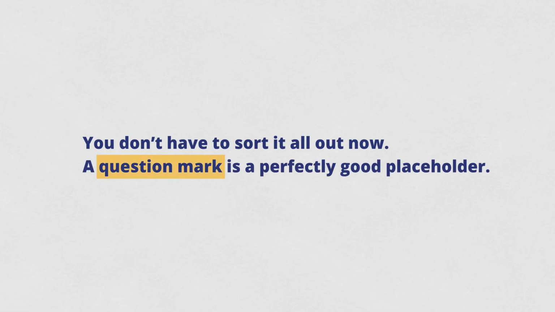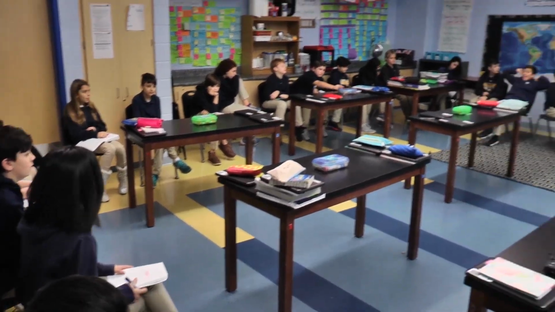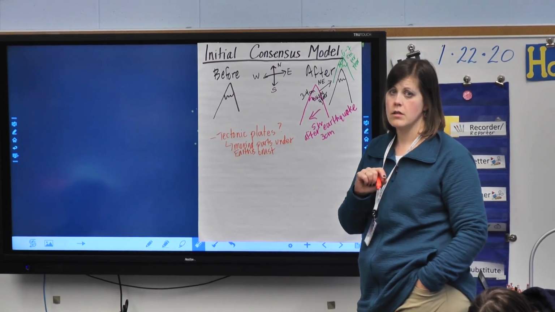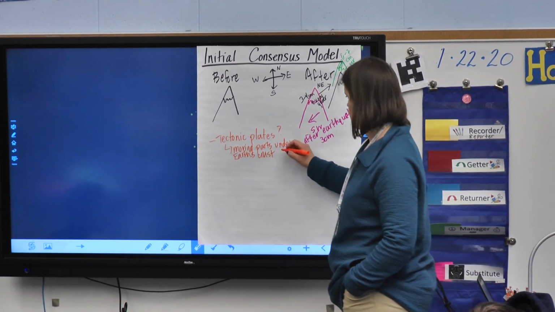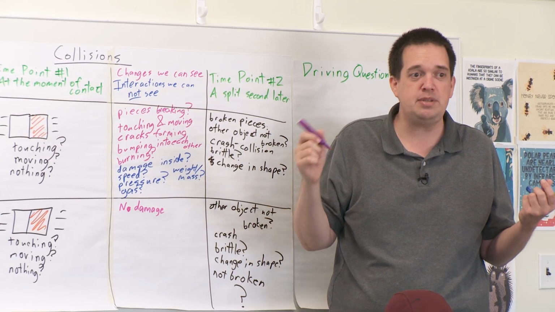As you wrap up the conversation, take a moment to step back with your students. Call out what just happened. Look at what we agreed on, and look at everything else we still have to figure out. That's the power of this first model. It makes the learning journey visible. It shows your class that they already have ideas worth building on, and it sets up a shared purpose for the unit ahead. It doesn't have to be perfect, it just has to be real. And the more you do it, the easier and more fun it becomes.